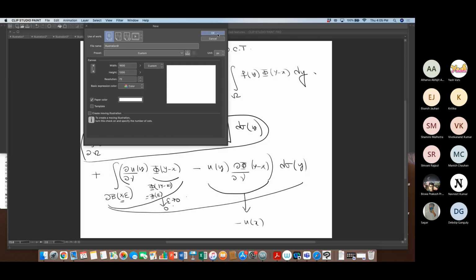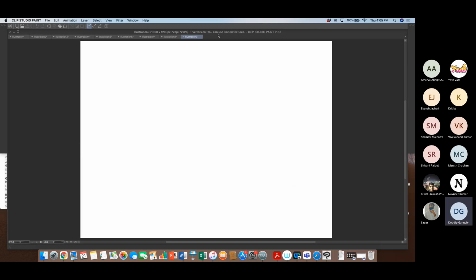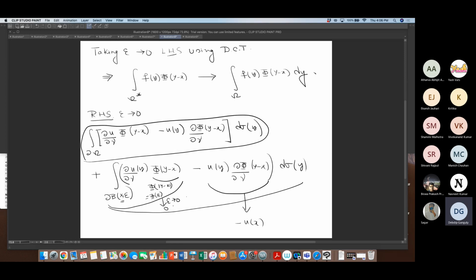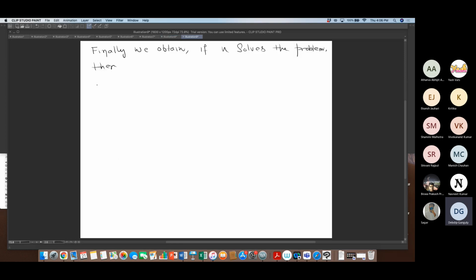So what do we obtain? Finally, we obtain: if u solves this equation, u solves no problem, then, because you just write down this is minus ux, this RHS is nothing but integral f of y phi of y minus x dy is equal to the boundary term.